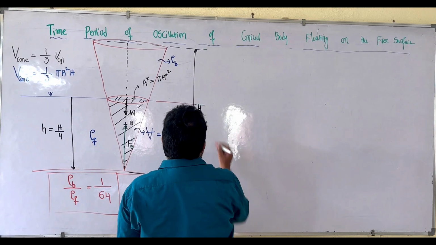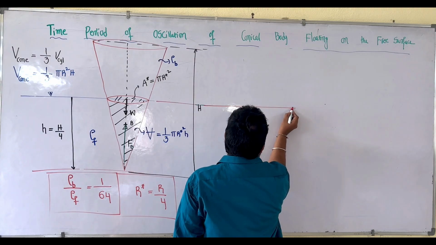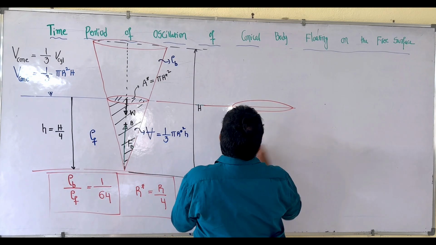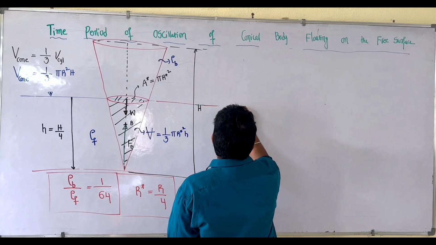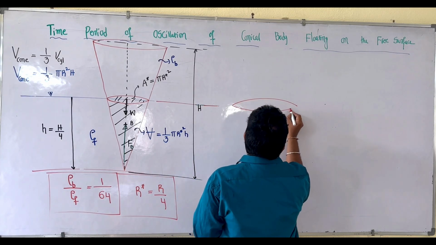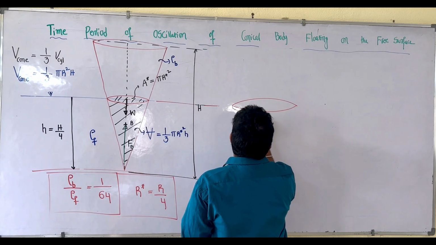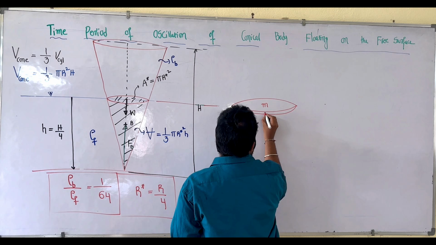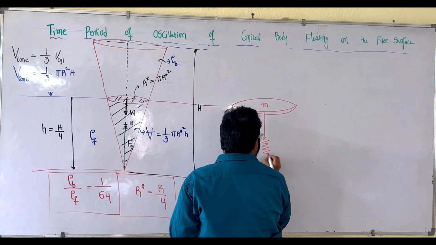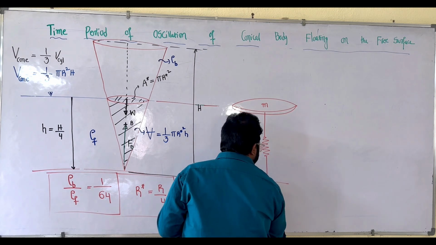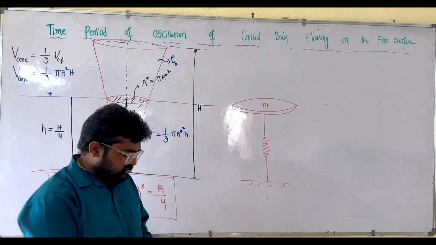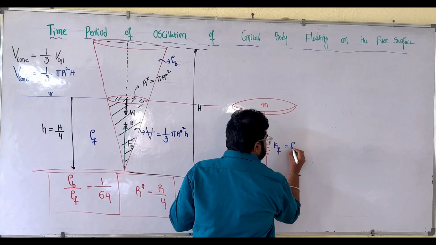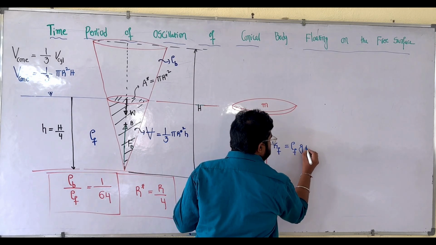First, the area projected onto the free surface. Here to here, this is the element. Mass will be m. Replace the fluid with a spring. What is the stiffness of the fluid? Stiffness of the fluid equals density of the fluid into g into A.